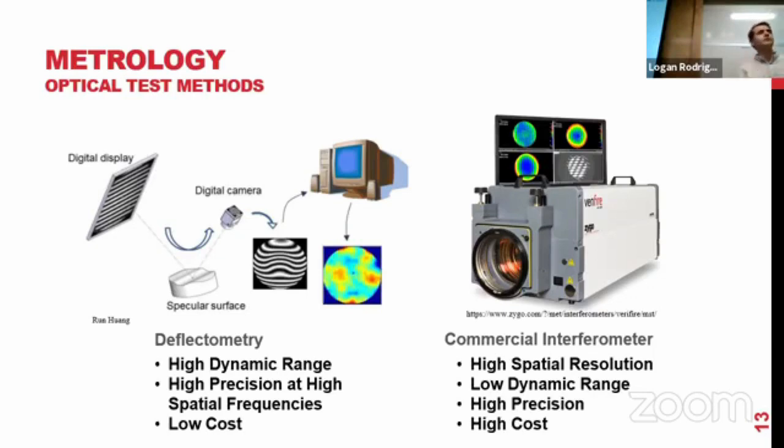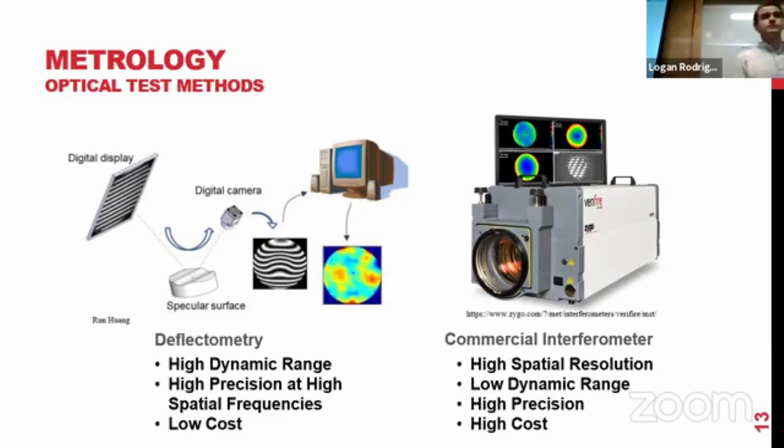No matter what, if you're trying to make a perfect mirror, typically you're going to use a commercial interferometer. You're going to look at that mirror with this device, and that will allow you to say, yep, it's good, or it's not good, we need to change things.